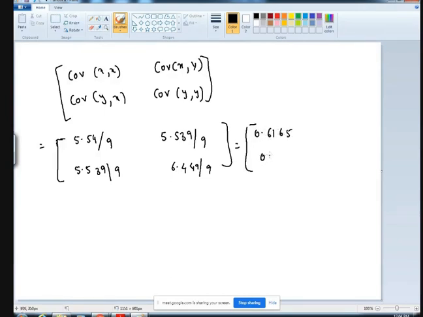0.6165, 0.6154, 0.6154 and 0.7165. So you can see in this case, these both values are same, because it was covariance of x comma y or covariance of y comma x. Overall it will be the same answer, and we have divided by 9 because this gives you n minus 1, that is number of data minus 1. So you can see there were 10 rows that we had and we had to divide by the number of data minus 1.